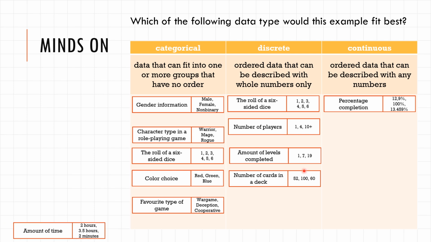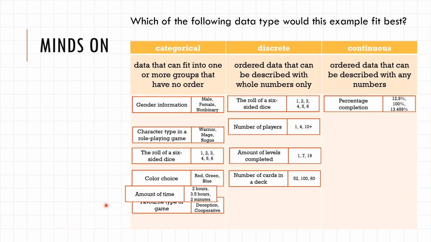And finally, what about the amount of time it might take you to do something? Maybe the amount of time that you would need to watch a whole movie or read a whole book or run a whole lap around a track. Maybe that might take you 2 hours or 3.5 hours, or maybe even just 2 minutes. What sort of data would this be?